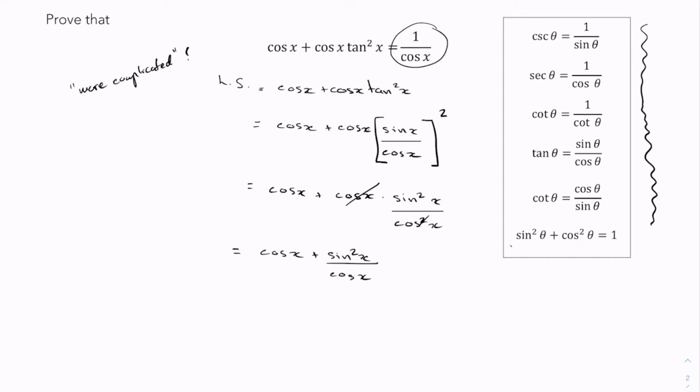It's kind of like, what can I do? I still need to get that cosine in the denominator. And I have two fractions going on here, right? I have the first and the second. How can I combine them? Well, let me multiply top and bottom of this first guy by cos x.